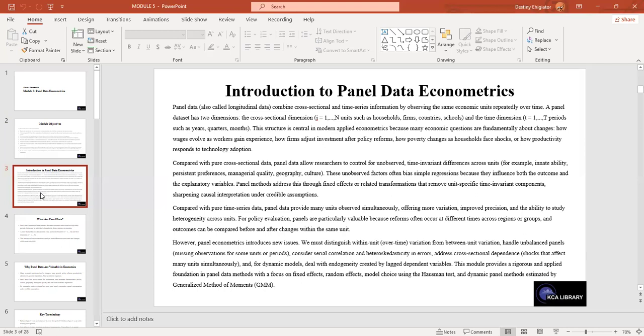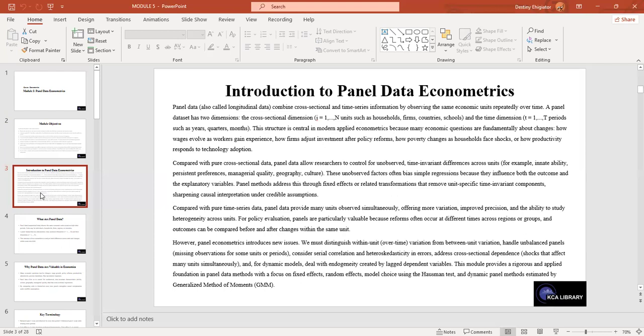However, panel econometrics introduces new issues. We distinguish within-unit variation over time from between-unit variation, handle unbalanced panels, consider serial correlation and heteroskedasticity in errors, and address cross-sectional dependence, that is, shocks that affect many units simultaneously. And for dynamic models, we deal with endogeneity created by lagged dependent variables.